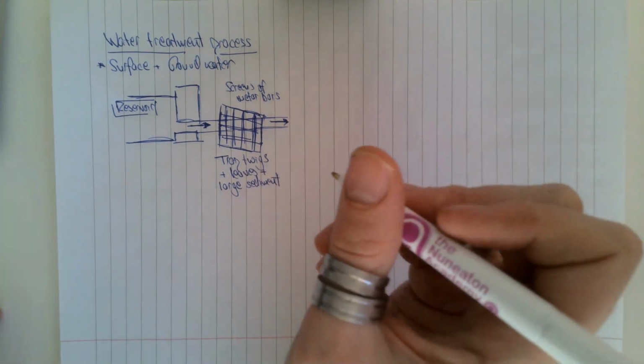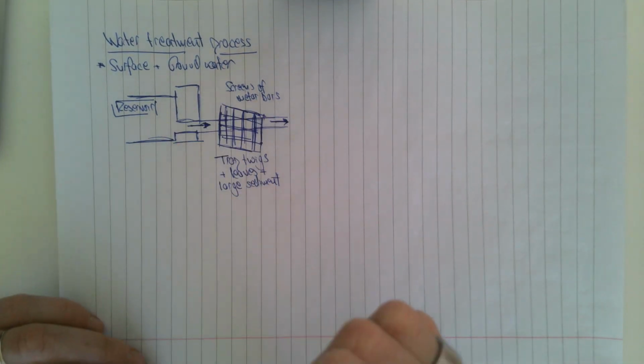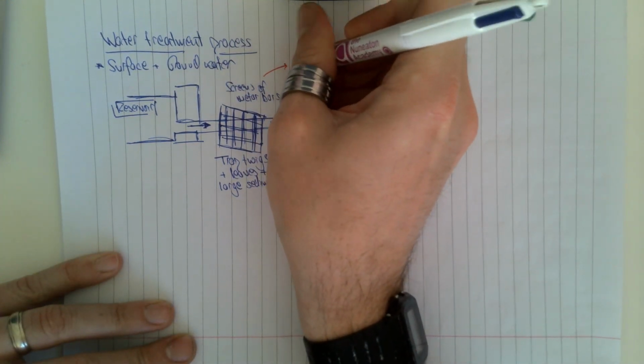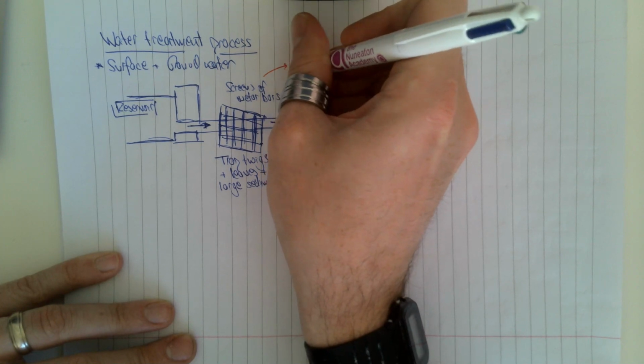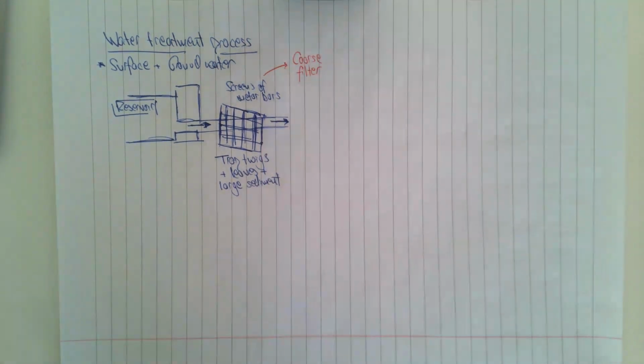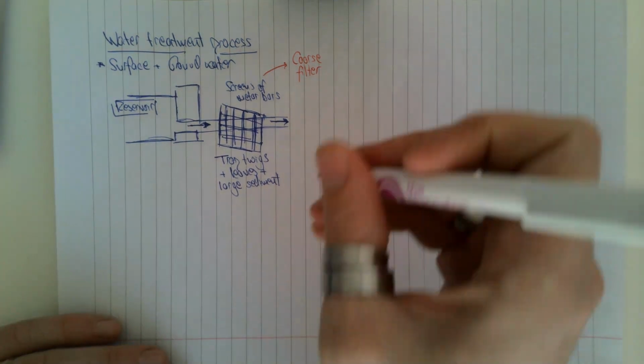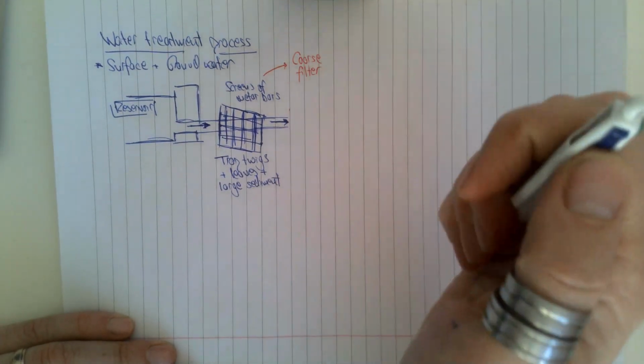Now, you might see this part of the process described as the coarse filter. It takes out large pieces of dirt and things we don't want in water. Once it's done that, it then reaches what we call the settlement.